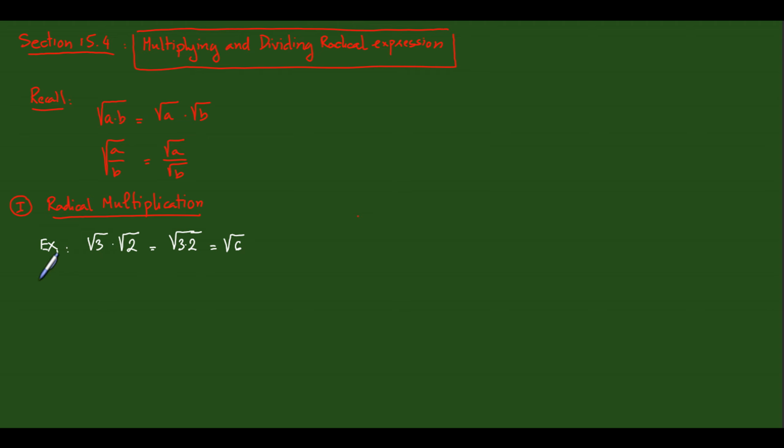Or I can have something with variables, because you see that the radicals I have here have no variable, just numbers. What if I have the square root of 5x, multiplied by the square root of 5x also? Or how about multiplying by the square root of 5x squared?